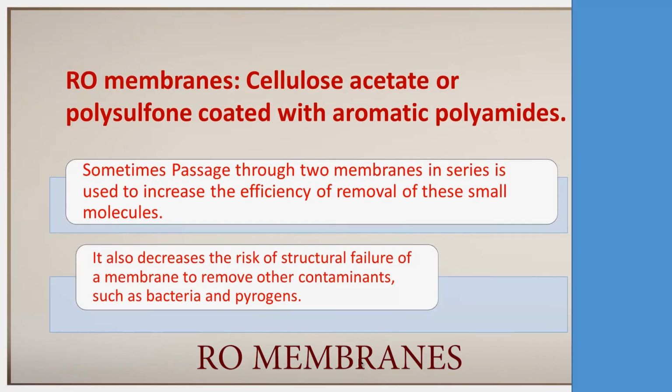In reverse osmosis, the RO membranes which are used are made up of cellulose acetate or polysulfone coated with aromatic polyamides, and sometimes passage through two membranes in series is used to increase the efficiency of removal of small molecules. This also decreases the risk of structural failure of a membrane to remove other contaminants such as bacteria and pyrogens.